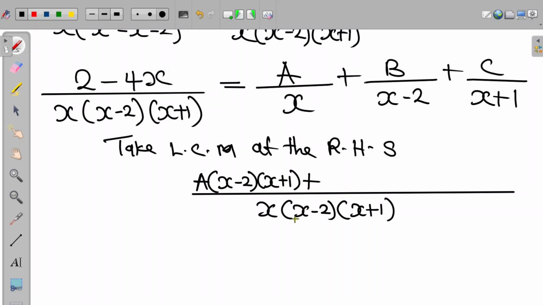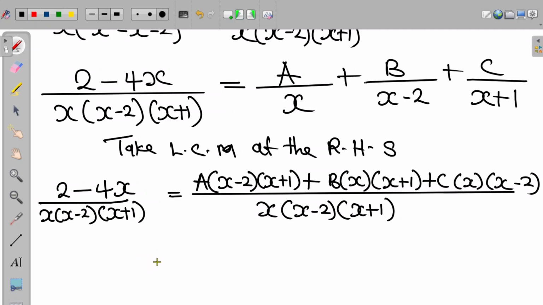Also, if we divide the expression by (x minus 2), we are left with B multiplied by x multiplied by (x plus 1). And if we divide the expression by (x plus 1), we are left with C multiplied by x multiplied by (x minus 2). Then we bring down the left-hand side. Now, if we observe the equation at the left-hand side and that at the right-hand side, you can find that their denominators are equal.